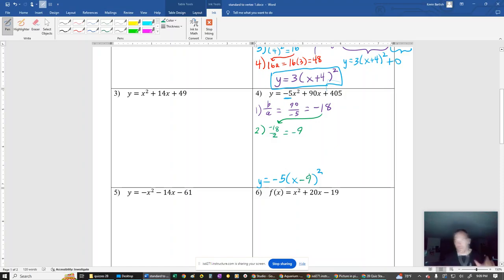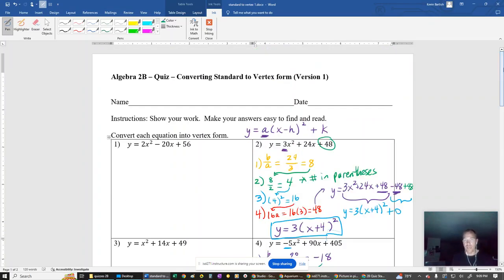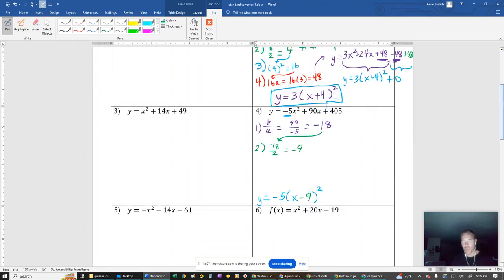Now, you've got to be careful here because normally it's x minus h. But here it's just whatever you get in step 2, you put that in. If it's a positive, you say plus. If it's a negative, you say minus. So x minus 9 in the parentheses. We've got to figure out what's going to go outside the parentheses. So what else do we have here?